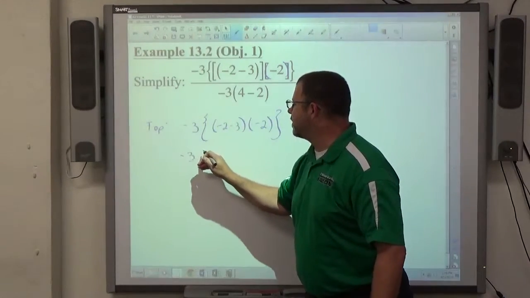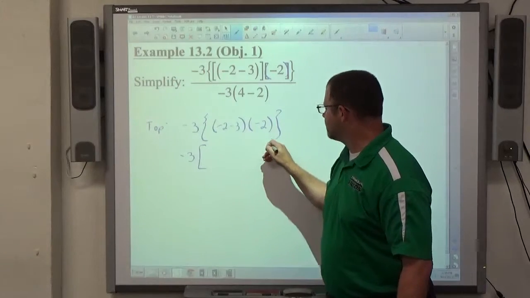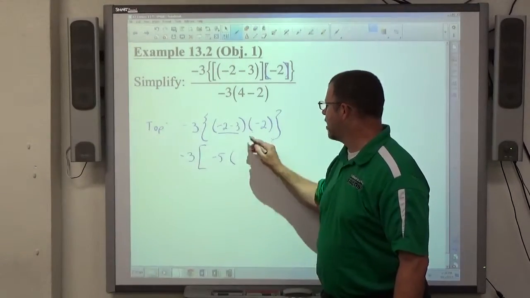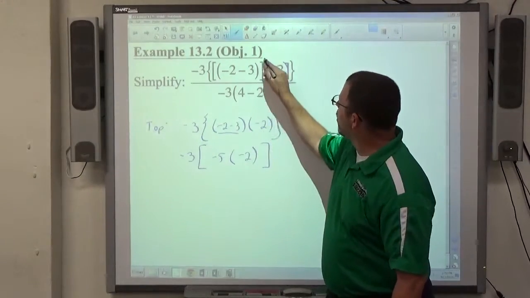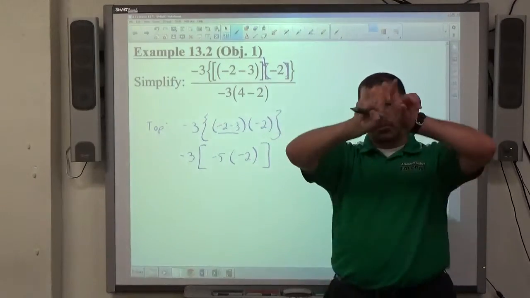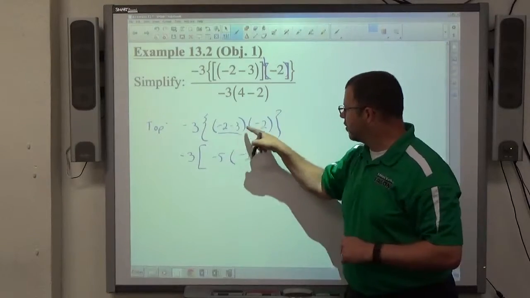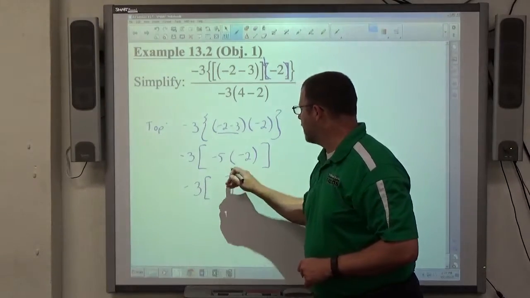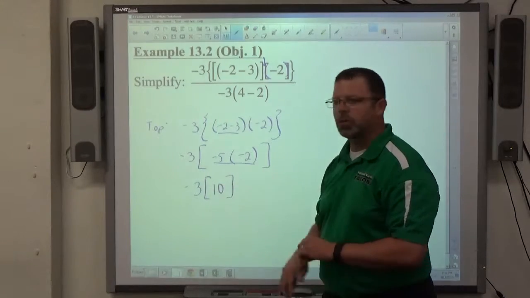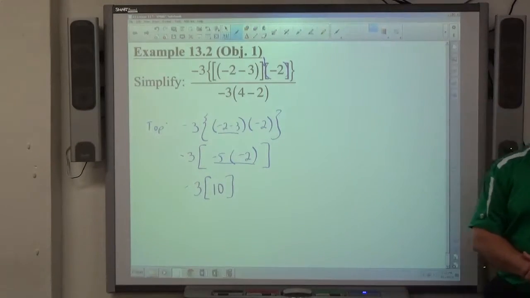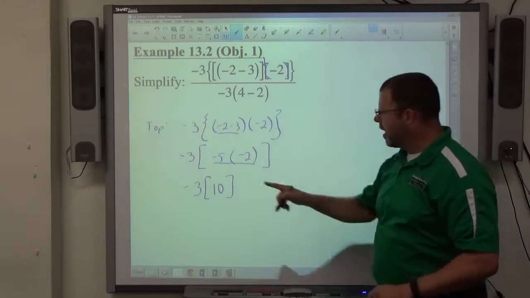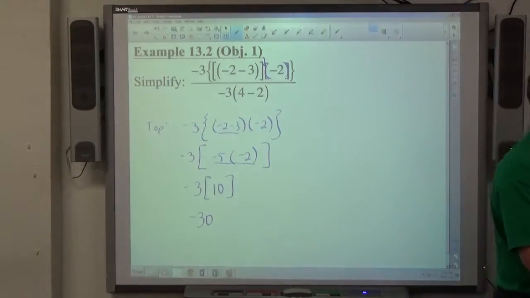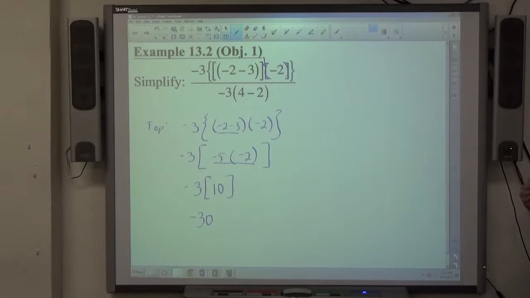So inside these, I'm going to change these to brackets now. -2 minus 3 is equal to -5. That's being multiplied by -2. Notice the multiplication is signified by the brackets right next to each other, so it's still multiplication. Inside that bracket, -5 and -2 make +10. Same signs, when you multiply, create a positive. And -3 times 10 is -30. Opposite signs create a negative when you multiply. So the top comes out to -30.